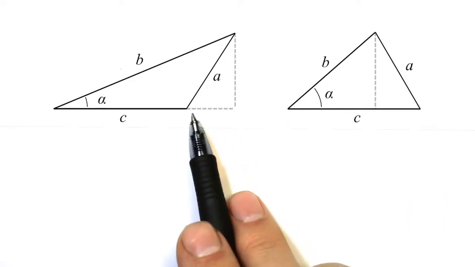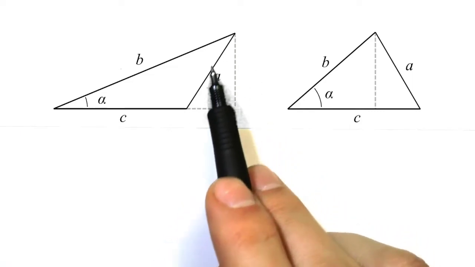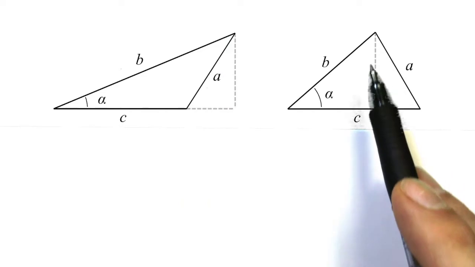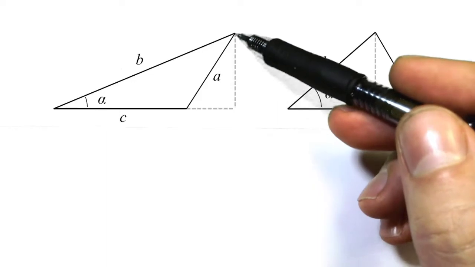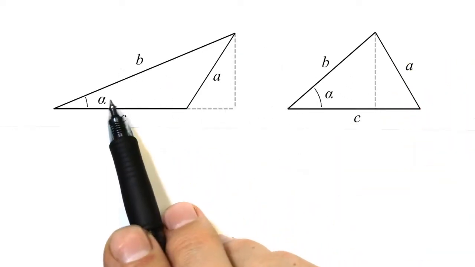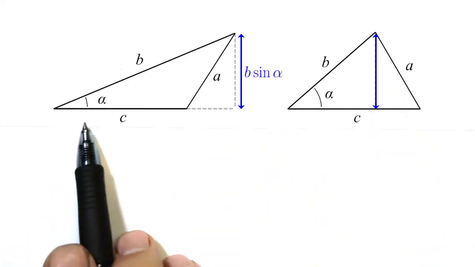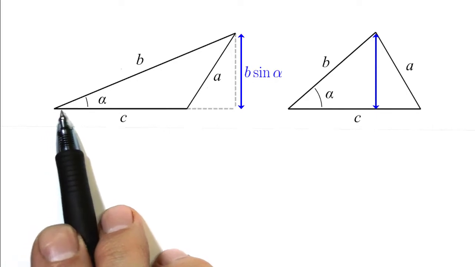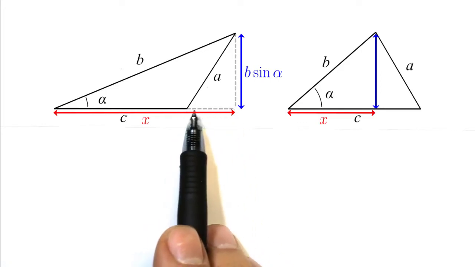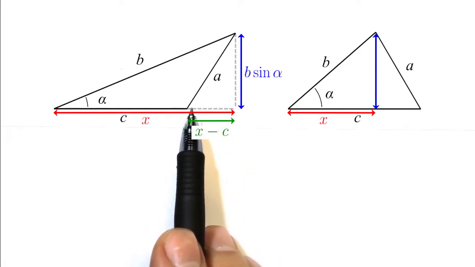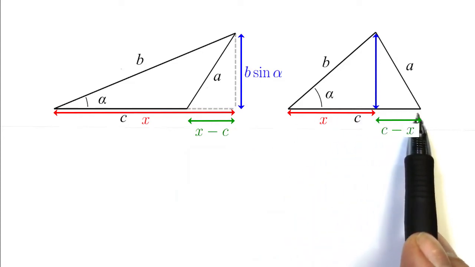All right, so we're going to focus on the little right triangles that we've formed by dropping down the vertical. We have this right triangle here with hypotenuse a, and this right triangle over here with hypotenuse a. Now, the height of these triangles is given by b sine alpha, and that's the case in both of these pictures. Now, if I call the length from the start of the angle alpha all the way out to where I dropped the vertical x, then I know that this distance is equal to x minus c. And in this picture, this distance is equal to c minus x.